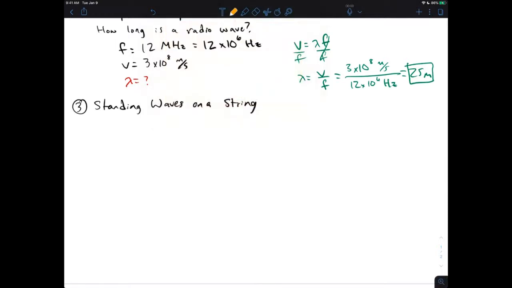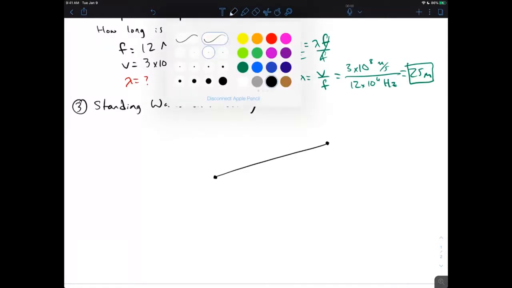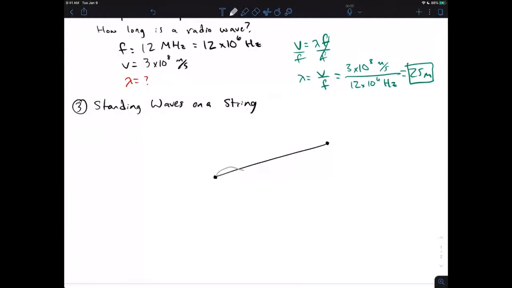string. So let's say I have a string, and let's say it's attached at both ends. It's kind of fixed at both ends. What will happen is if you pull this string tight and then run your finger over it and pluck it, this string right here will start to oscillate.